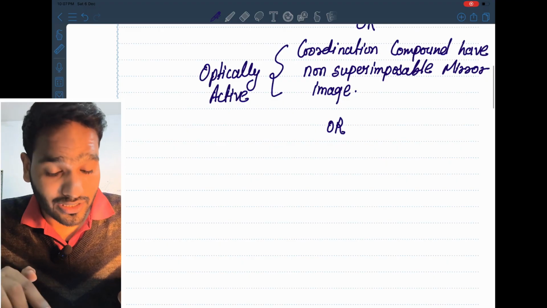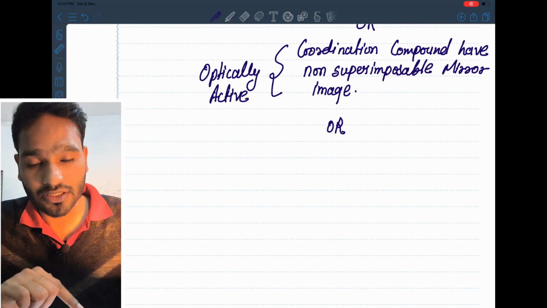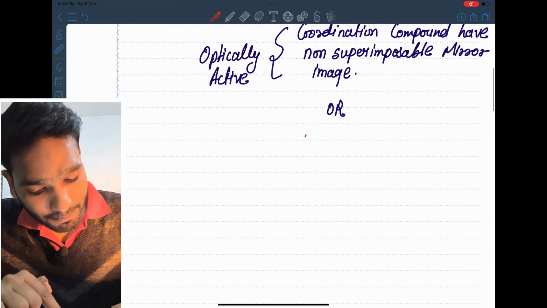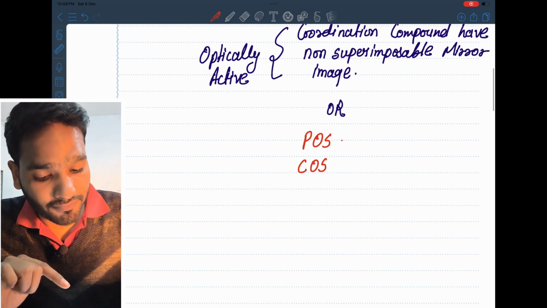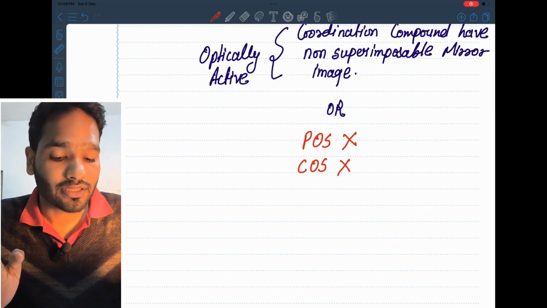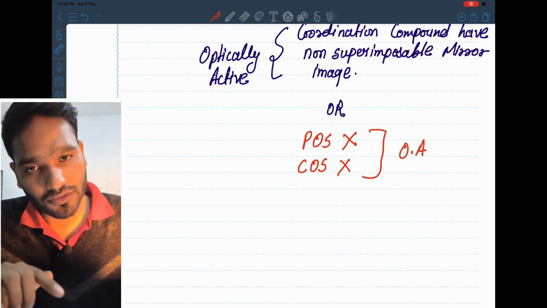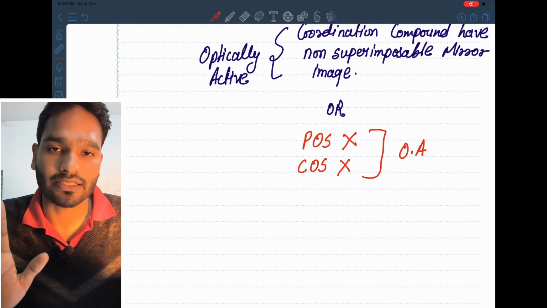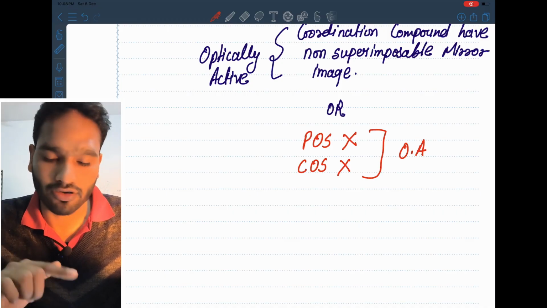The third method that I am telling you is very important. With the help of this, you will be able to do the questions. You will check the plane of symmetry and the center of symmetry. If plane of symmetry is not there and center of symmetry is not there, then that compound will be called optically active. If plane of symmetry or center of symmetry is there, then that compound will be optically inactive. So for an optically active compound, you have to check plane of symmetry and center of symmetry.